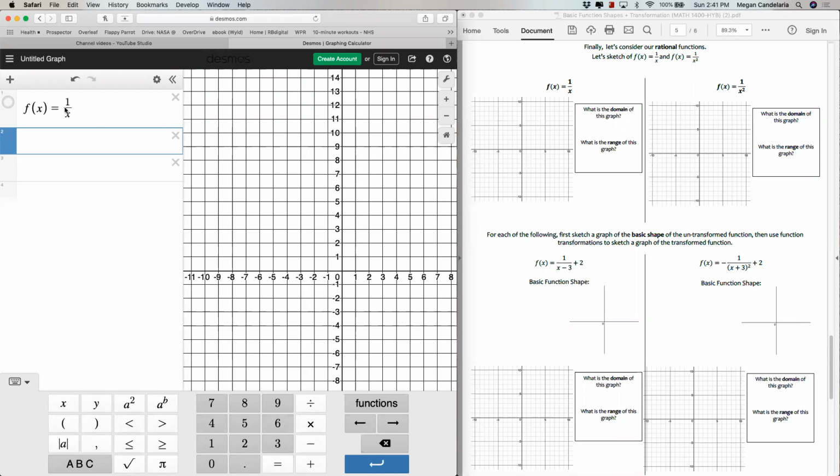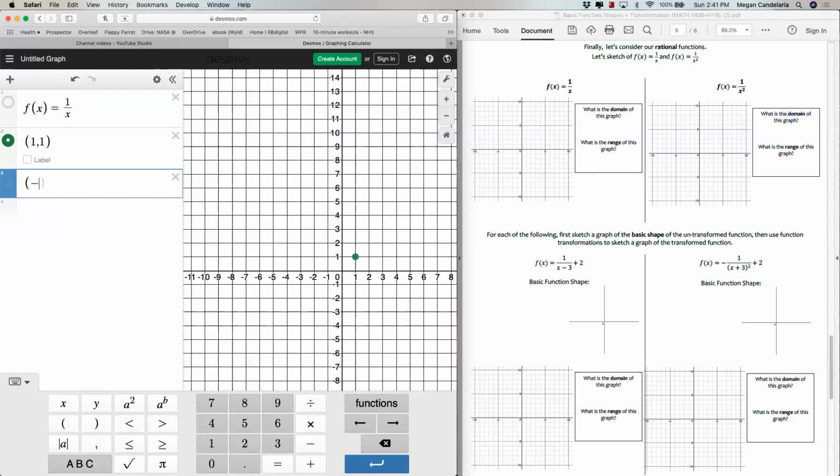So we're going to start with 1 over x. Now, instead of just letting Desmos graph this, I actually want to think about this for a minute. And so we're going to do a little bit of using Desmos to plot some points. So let's pick an x value, like 1, and what would happen when we plug 1 into this function? Well, I would have 1 over 1, which is 1. So I have the point (1, 1) on the graph of 1 over x.